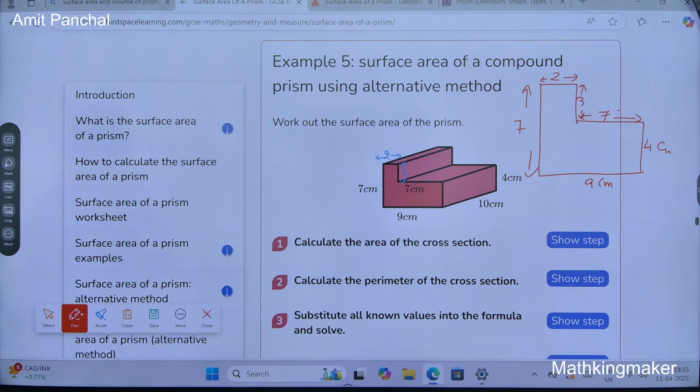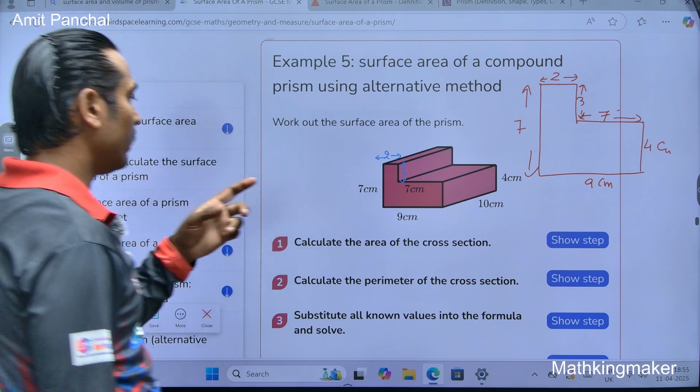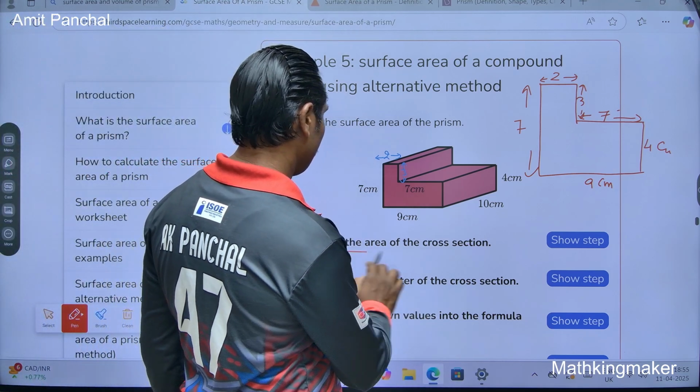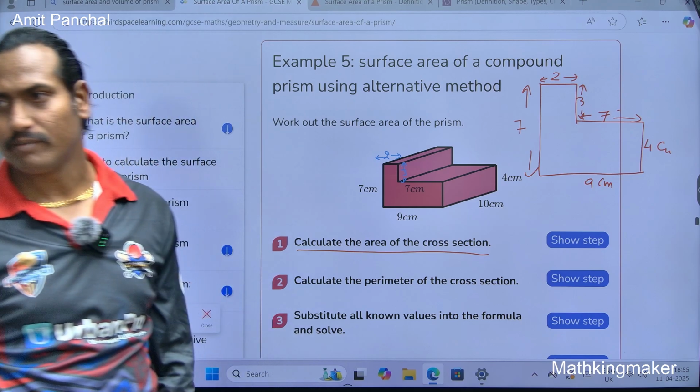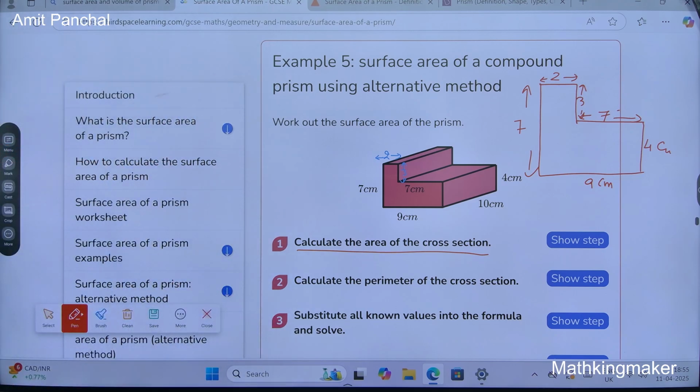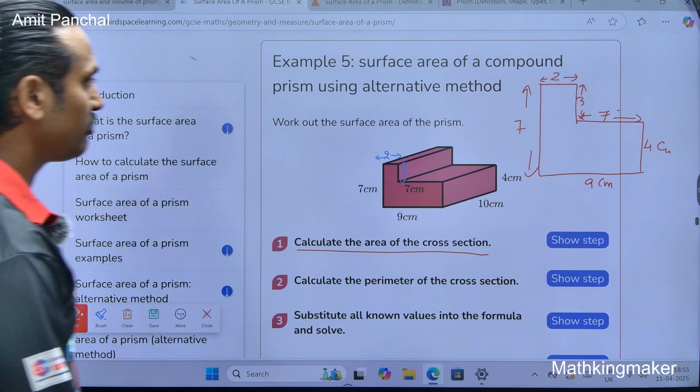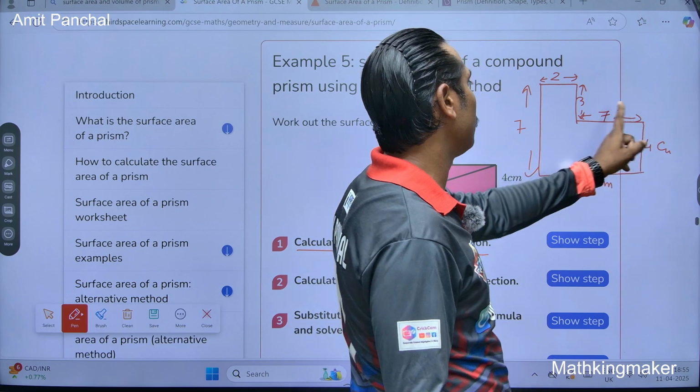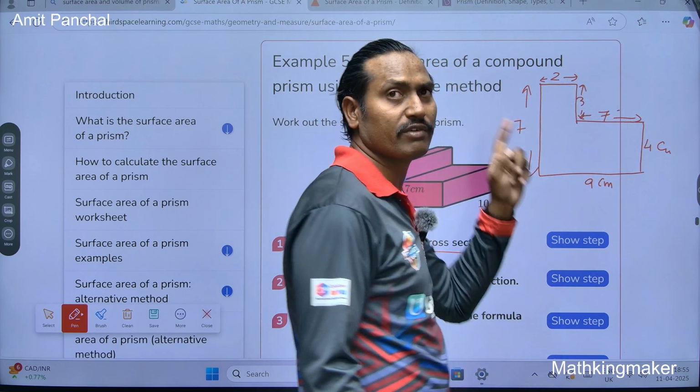Now you can find the area of this cross section. First of all, find the area. How much is it? I got it as 84. I multiplied by 2. Okay, good. Now the perimeter is very simple: 9 plus 4 plus 7 plus 3 plus 2 plus 7.